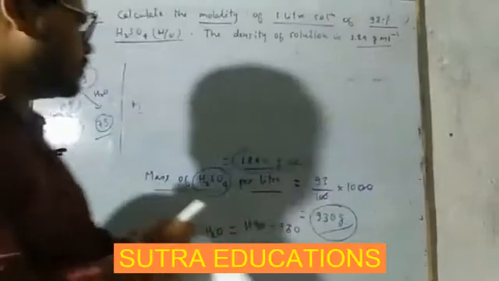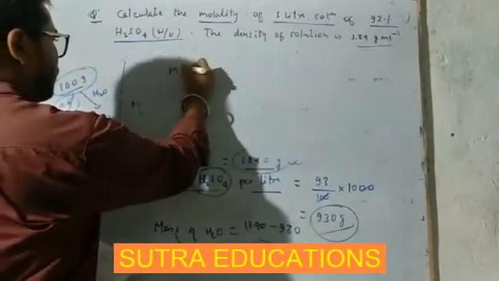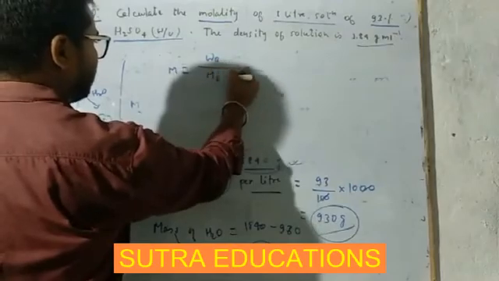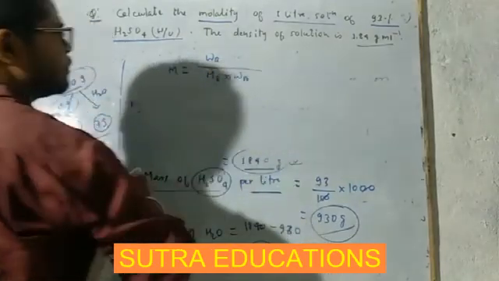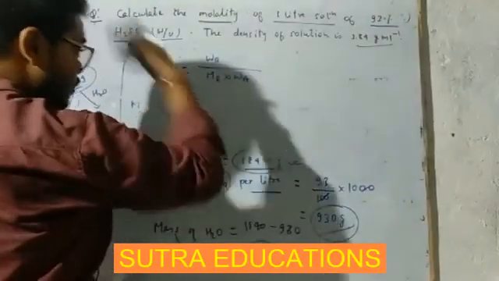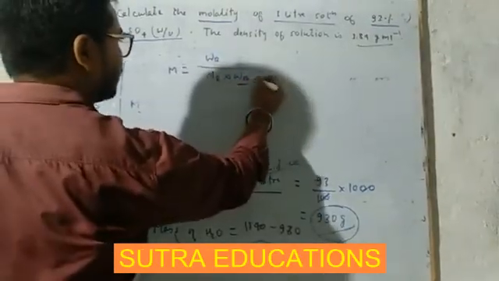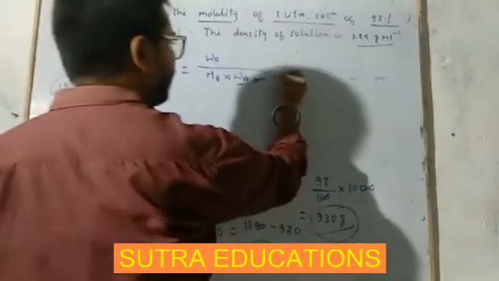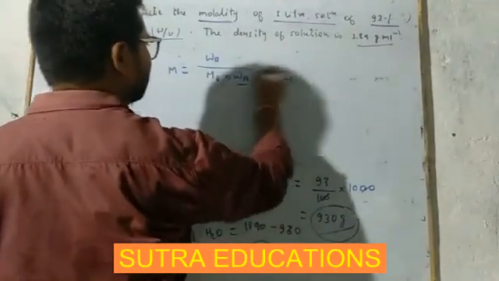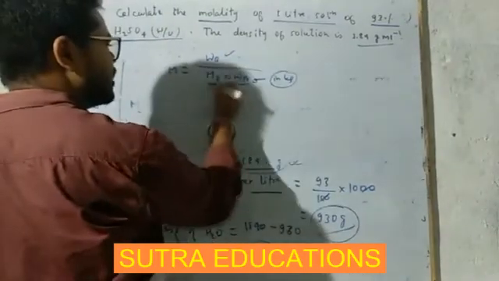Molality is small m, equal to WB upon MB into WA, where WA is the mass of solvent in kg. It is in kg. WB is the mass of solute, and MB is the molar mass of solute.